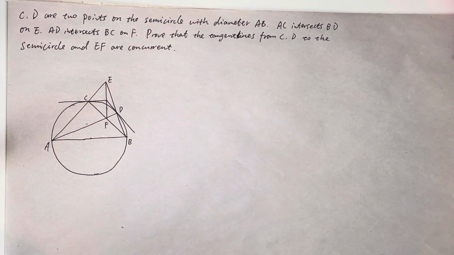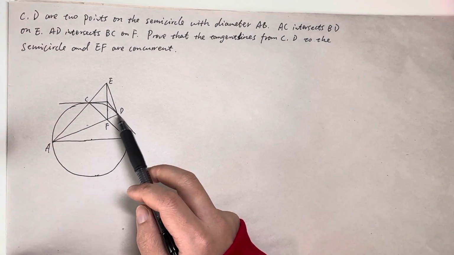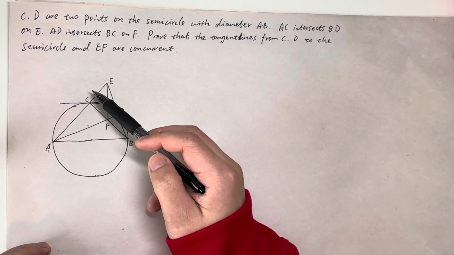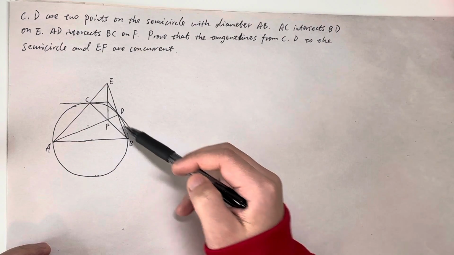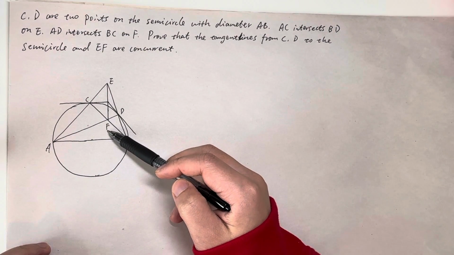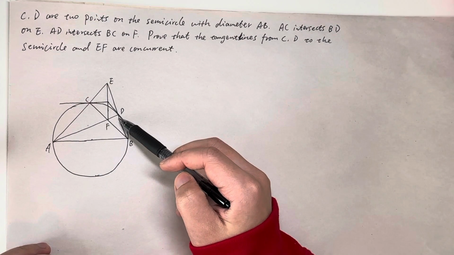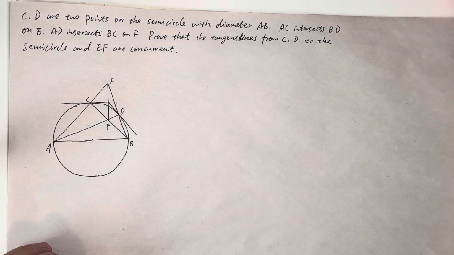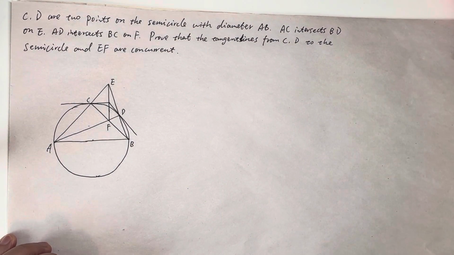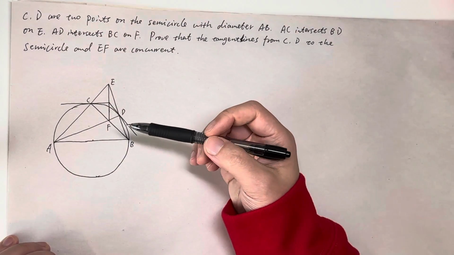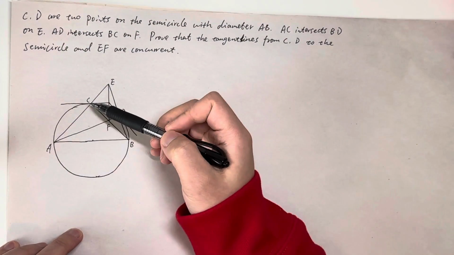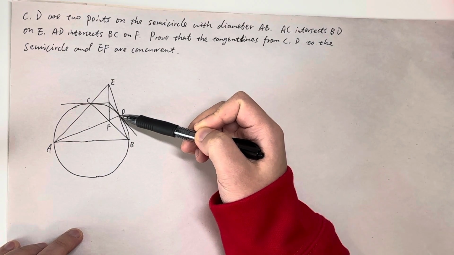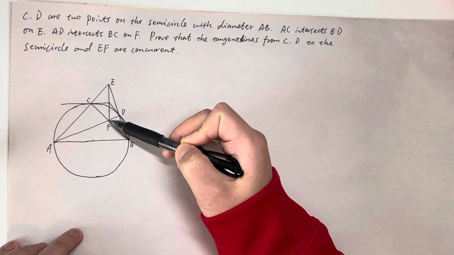Here is a problem. C and D are 2 points on the semicircle with diameter AB. AC intersects BD at E. AD intersects BC at F. Prove that the tangent lines from C and D to the semicircle and EF are concurrent. So this problem is asking us to prove that the tangent line passing through C and the tangent line passing through D and EF are concurrent.